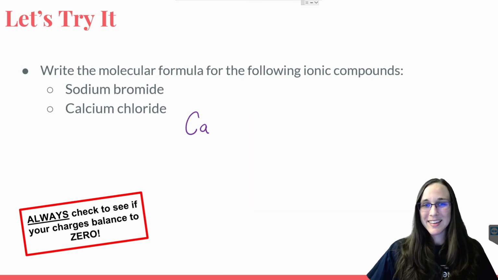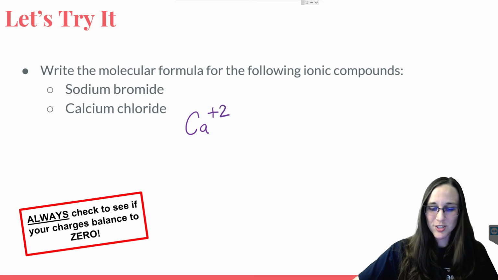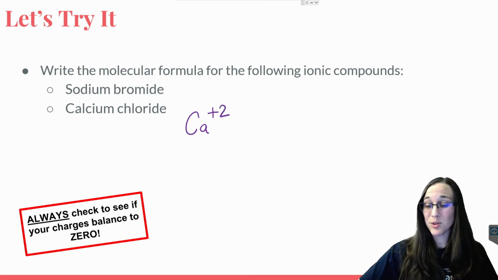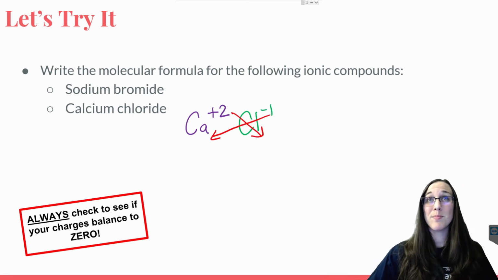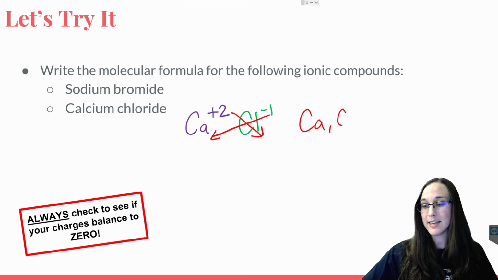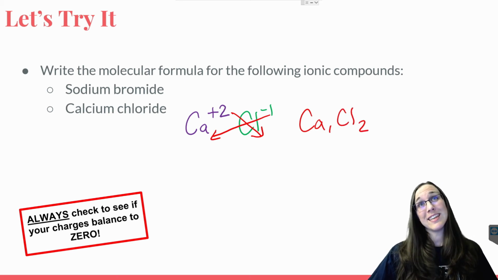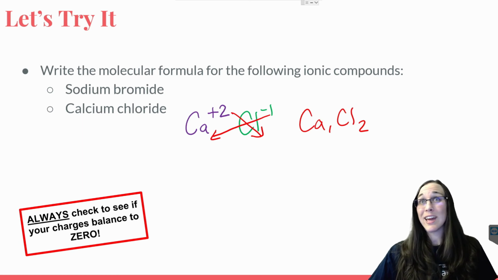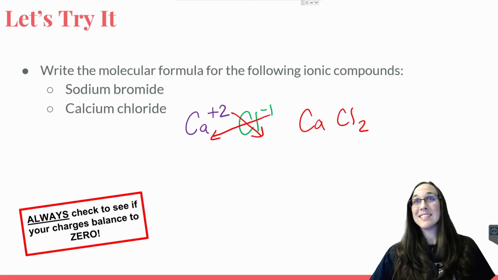You're welcome. Calcium, Ca, has a +2 charge, and chloride is chlorine, so that Cl has a -1 charge. We're going to drop and swap. Put the 2 at the bottom of the Cl, put the 1 at the bottom of the Ca, and you get a Ca1 and a Cl2. Again, don't keep that 1 down there on the Ca. It's already implied because there is a Ca already, so just ignore that 1, and your final answer is CaCl2.